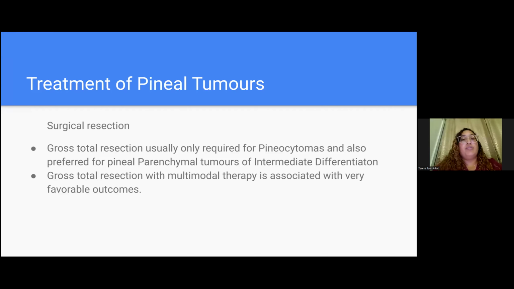Treatment of pineal tumors. So surgical resection. Gross surgical resection is usually only required for pineocytomas, and it's also preferred for pineal parenchymal tumors of intermediate differentiation. Then there is gross total resection with multimodal therapy, and this is associated with very favorable outcomes.